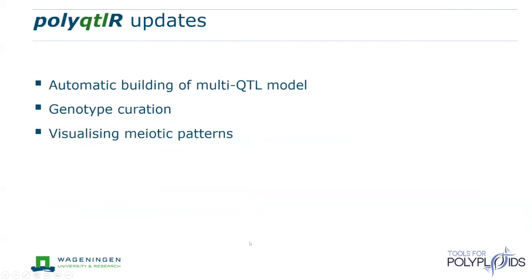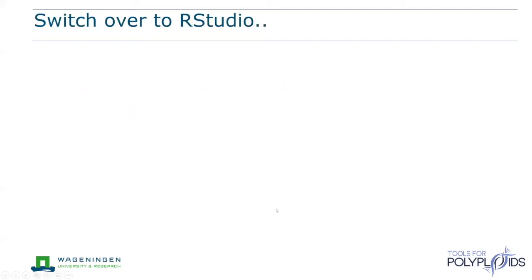What I'm going to do now is switch over to the polyqtlR updates. There are 3 of them that I wanted to talk about today. Hopefully I'll have the time. The first is automatic cofactor fitting. Second is genotype curation, and third is visualization of meiosis and meiotic pairing patterns. And now we switch over to RStudio.